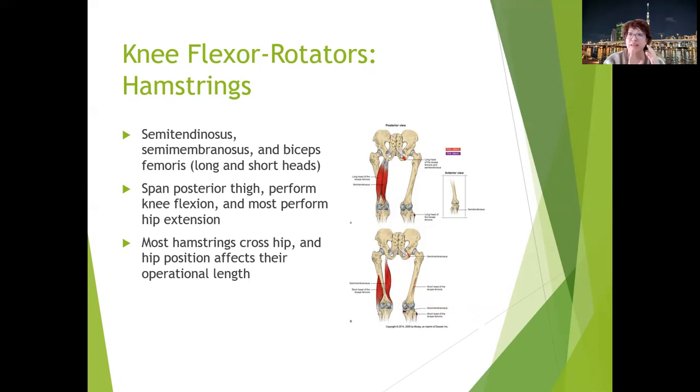They work very closely in teamwork with the quadriceps for functional activities. Most hamstrings cross the hip, and the hip position affects their operational length. So you could get into a position of active insufficiency if your hip is in extension and you're flexing your knee. There's only so far those actin and myosin filaments can cross over before they lose power. So active insufficiency of the hamstrings is a common occurrence with some activities depending on the position of the hip.